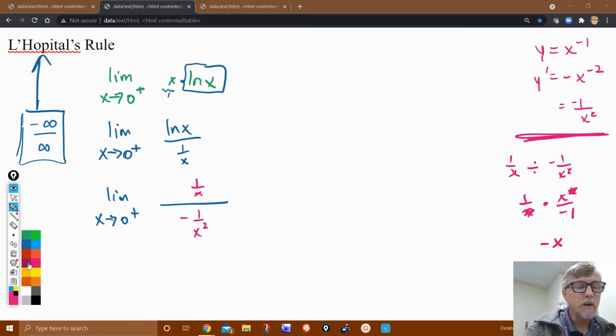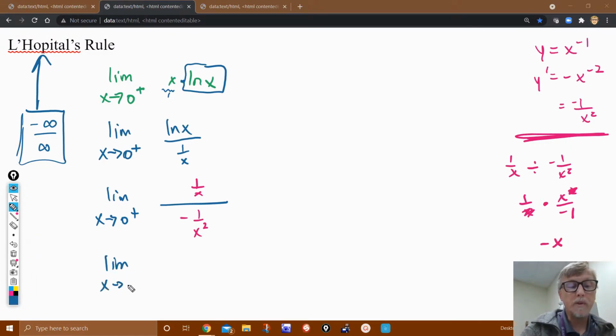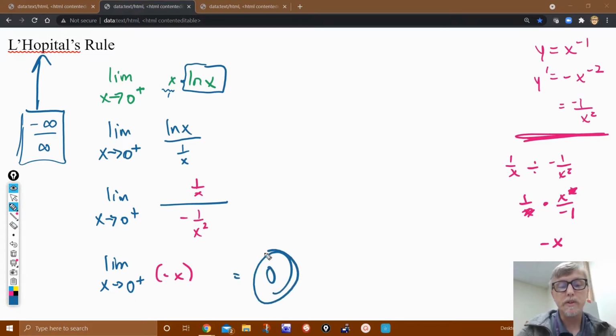So our expression that we're finding the limit of really just boils down to negative x. And so the answer to this would be 0, because we certainly can put 0 into this. So the answer is 0.